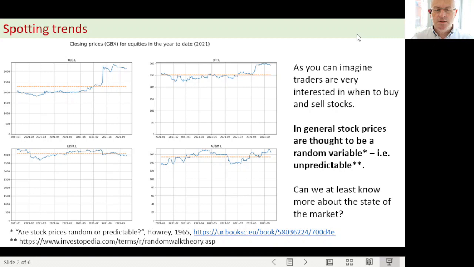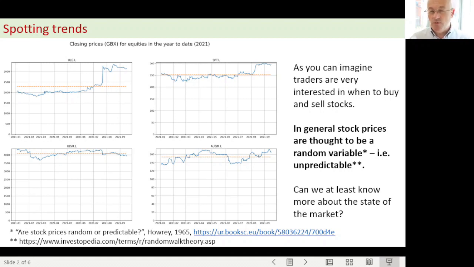So this is the data we've looked at so far. These are the four companies, ULE, Spirent, SPT, Unilever and Orgum, AUGM. They're different types of companies and they have different trends in their stock prices. And in general, one of the things we're looking at in stock trading is when to buy and when to sell.